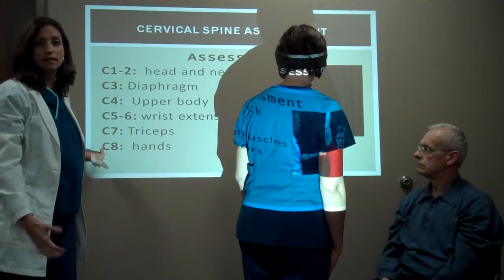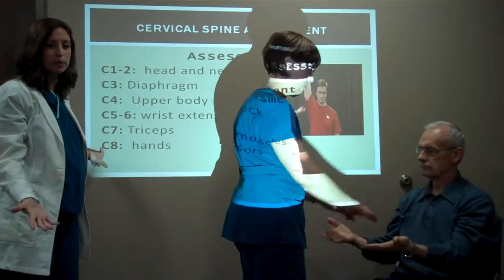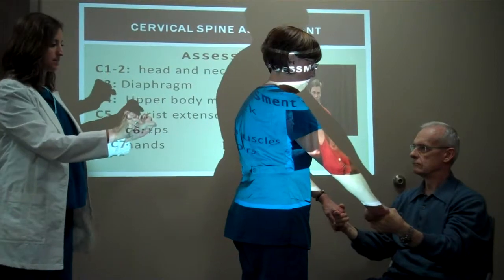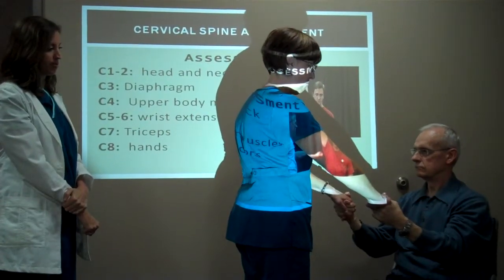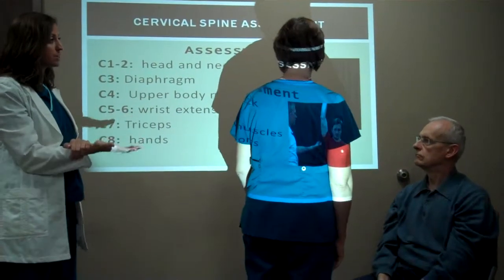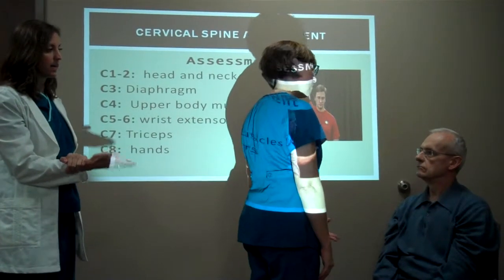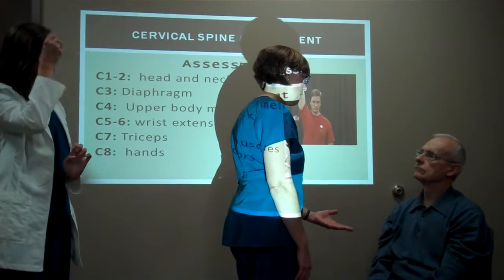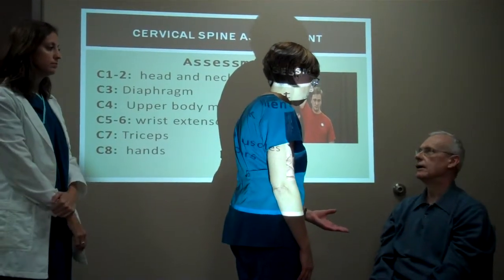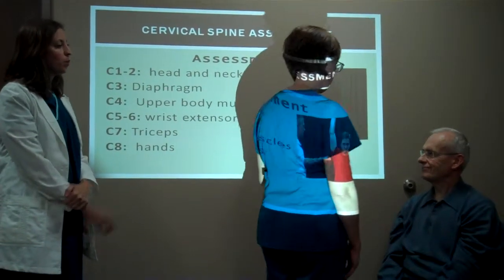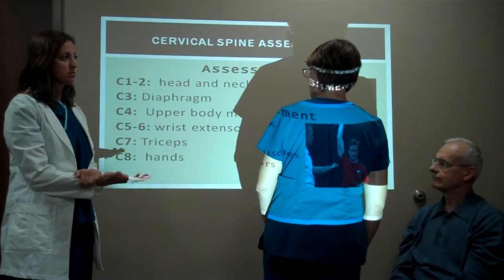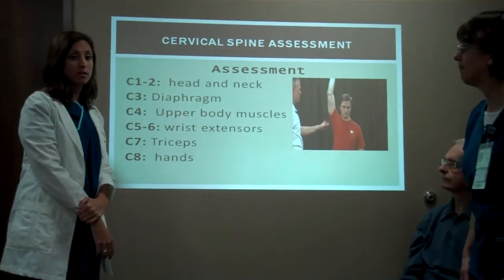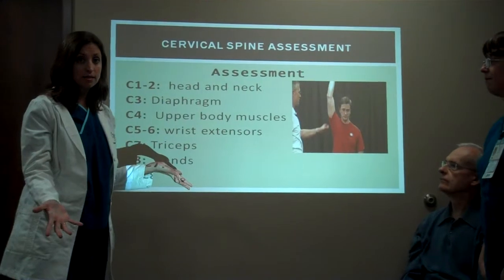C8 is the hands. This is a simple hand grip, which most people assess as they're doing the other assessments. Grip together. Perfect. Now make sure you ask your patient about any numbness, tingling, weakness while they're doing this, or pain. Do you have any numbness, weakness, tingling? Not today. Why is this pre-op assessment important? Why would you think it's important? To establish a baseline, correct?